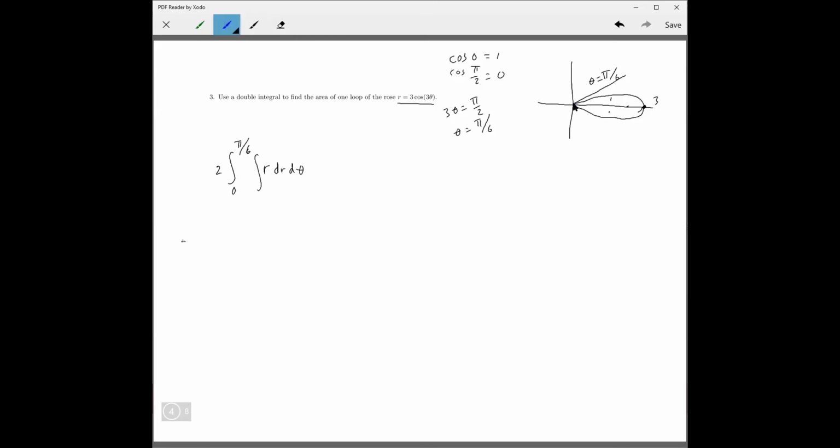And r is going to go from 0 all the way up to this point right here, from 0 to 3 cosine of 3 theta. Okay, so that's the integral right there. That's what you get when you set it up. Okay, integrating in r, you get what? You get r squared over 2.